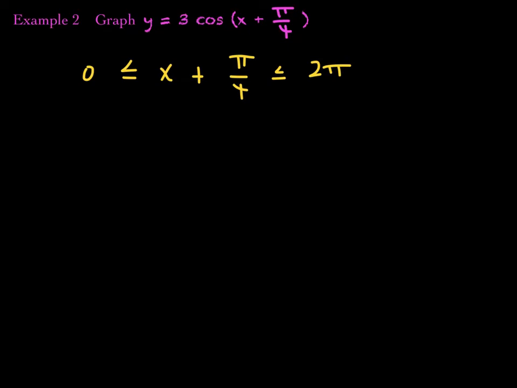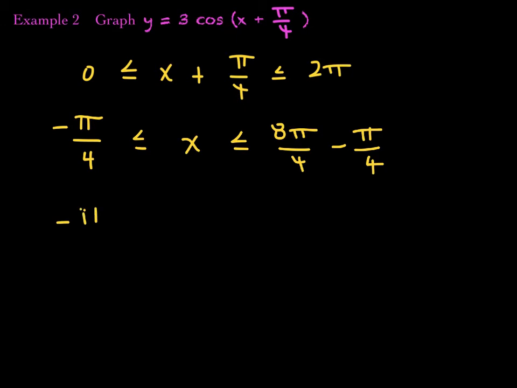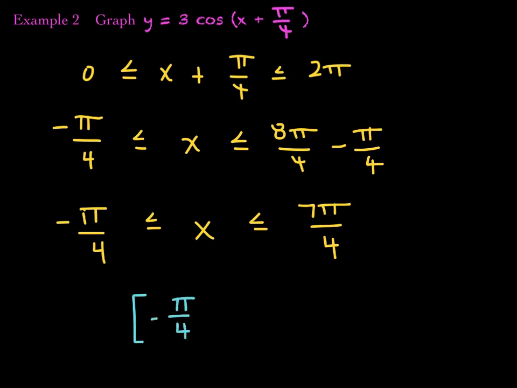We did not have to do this three-part inequality in the previous lesson because there were no phase shifts. But now that we have a phase shift, we have to set up this three-part inequality. All right, let's get started by subtracting pi over 4 from 0, subtracting pi over 4 from x plus pi over 4, which just isolates x, and subtracting pi over 4 from 2 pi. Remember, though, that 2 pi is equivalent to 8 pi over 4. So when you subtract pi over 4 from 2 pi, we get negative pi over 4 is less than or equal to x, which is less than or equal to 7 pi over 4. This reveals the interval over which this function completes one period.